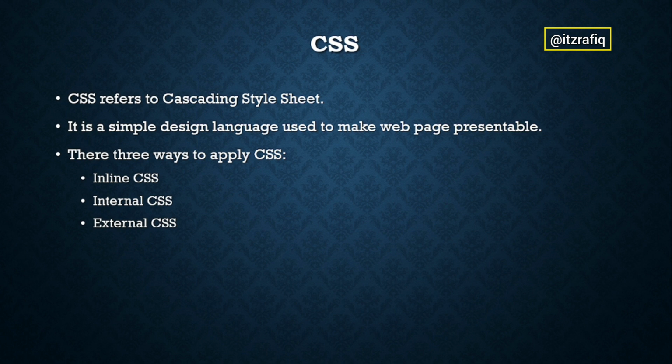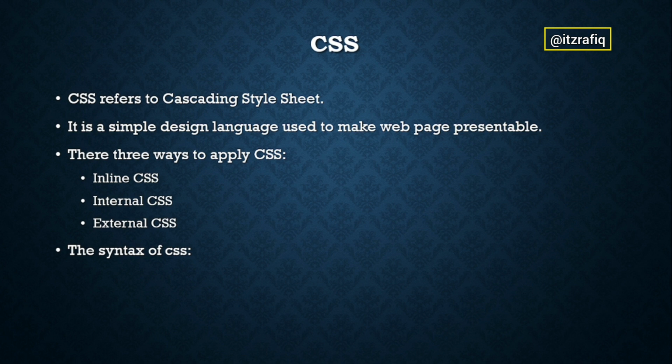Internal, here we write all the commands in the head part, in the same place, and from there we can use them. And external, we write all the CSS commands in a different CSS file, and from there we can access it. The most common way to use CSS for professional websites is external CSS, because a professional website has many web pages. For each page, writing particular CSS will not be that easy. That's why they write all the CSS commands in one file or some files, and after that they use it from there.